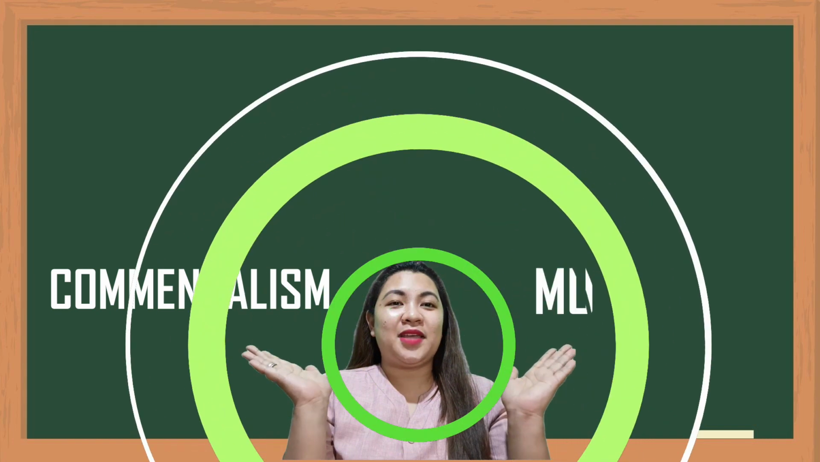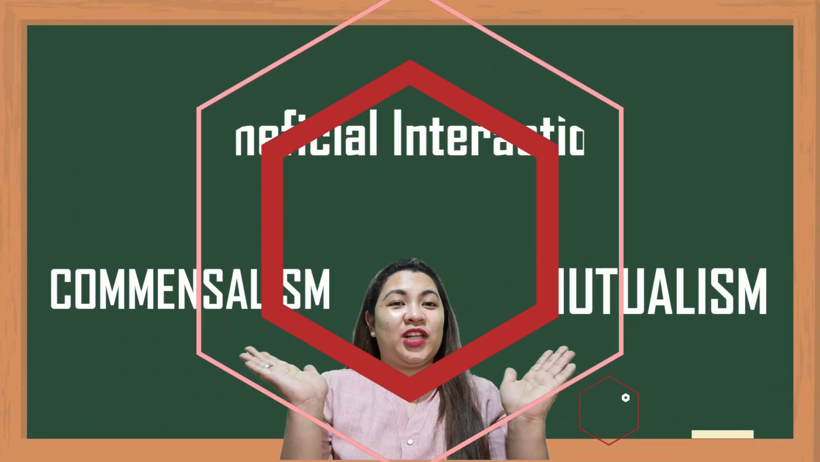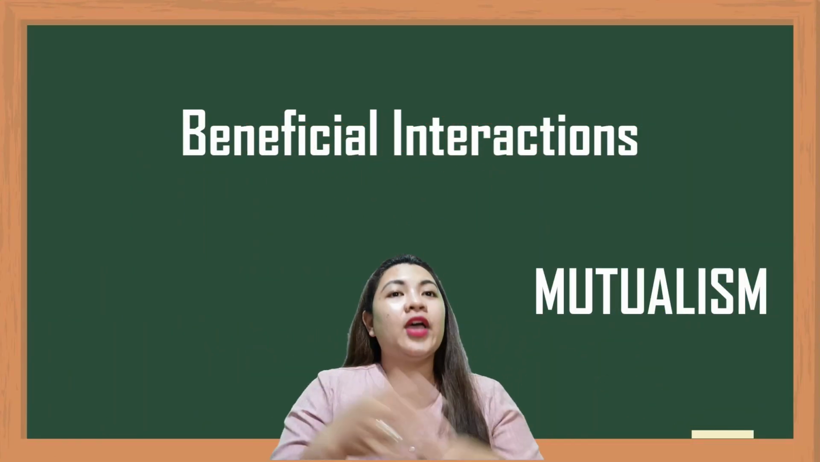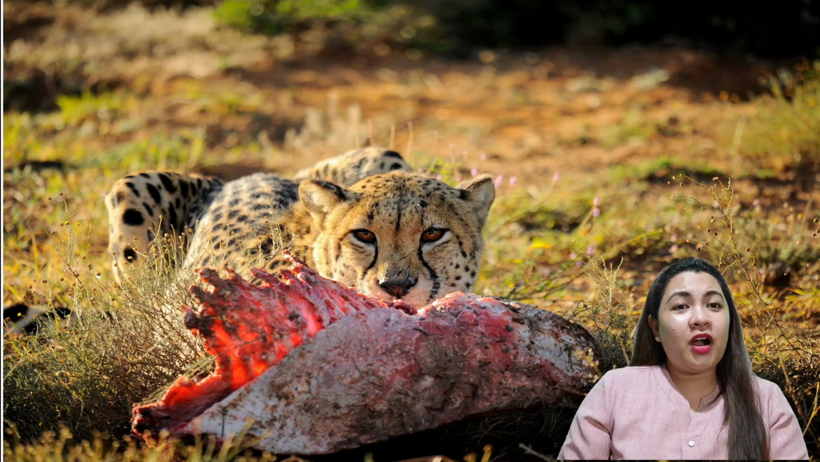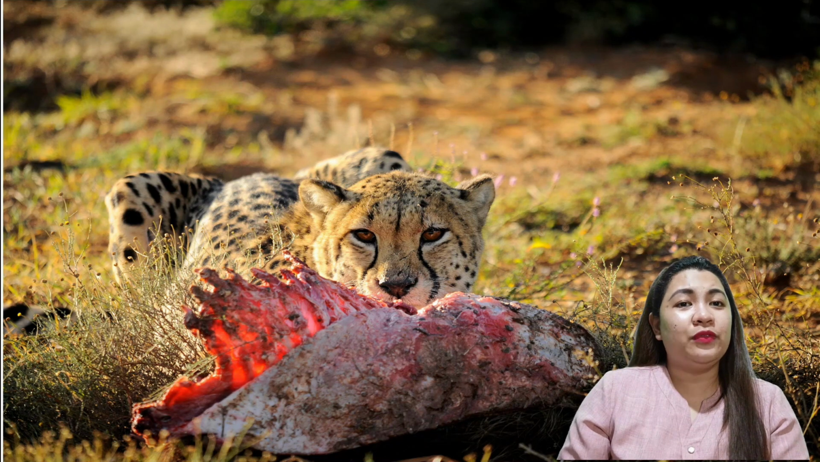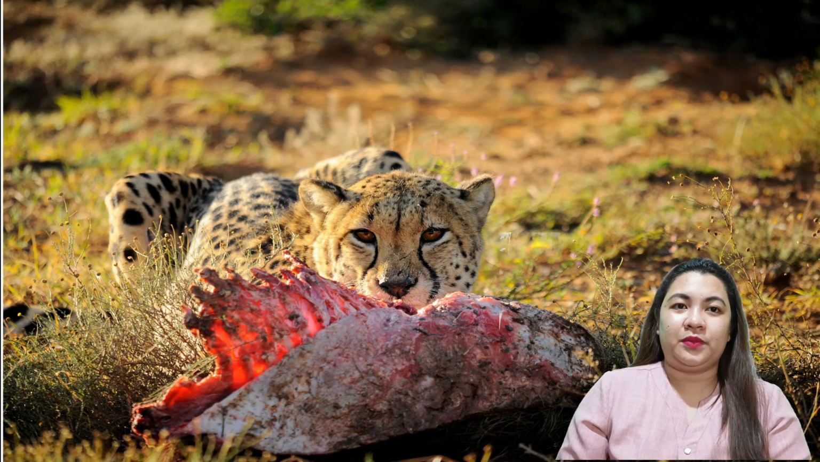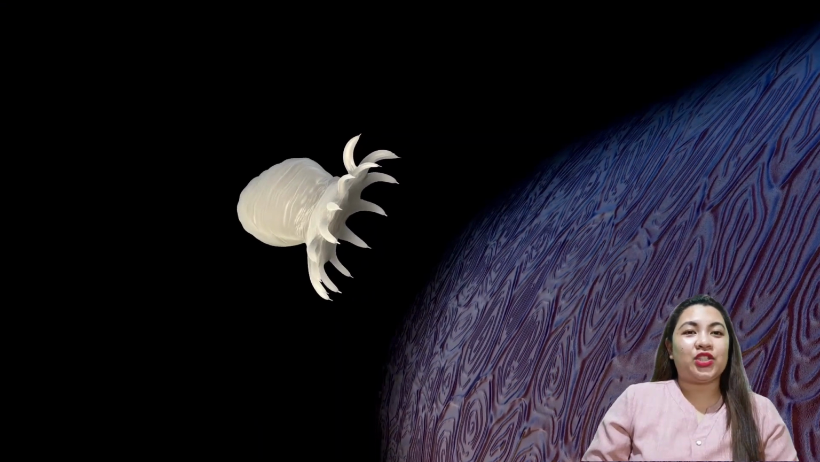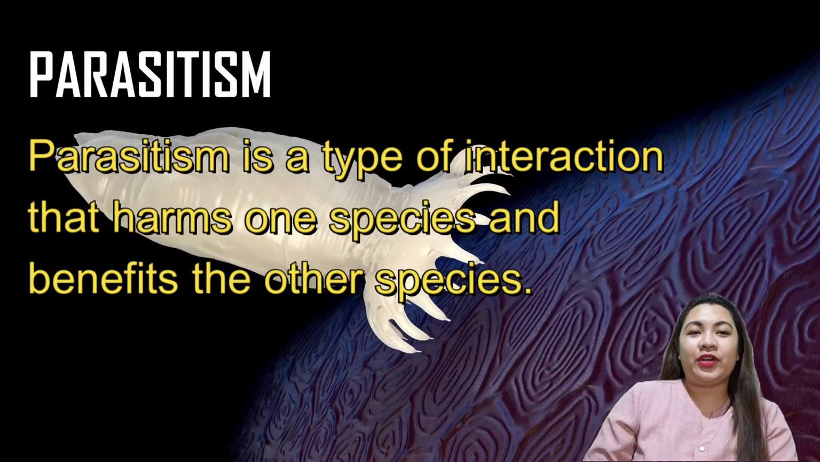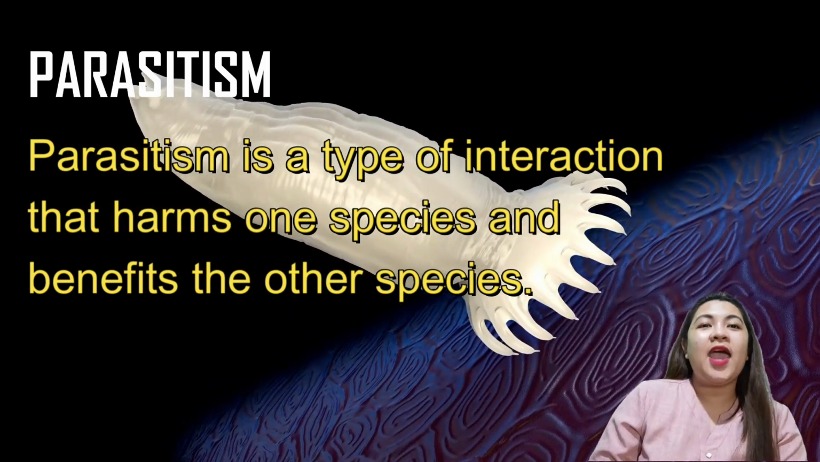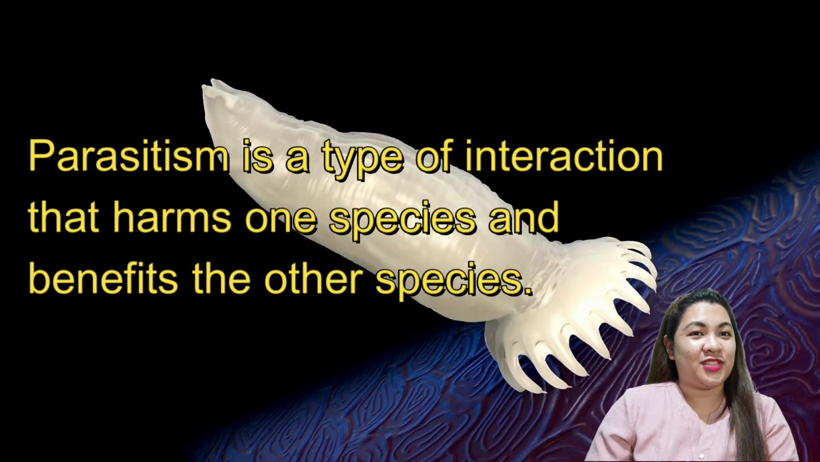Commensalism and mutualism are examples of beneficial interactions. However, not all interactions benefit an organism. There are also interactions that harm the other organisms involved in the interaction. The third type of interaction is parasitism. Parasitism is a type of interaction that harms one species and benefits the other species.